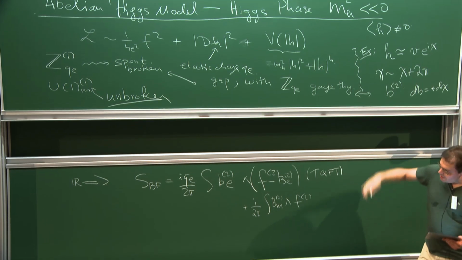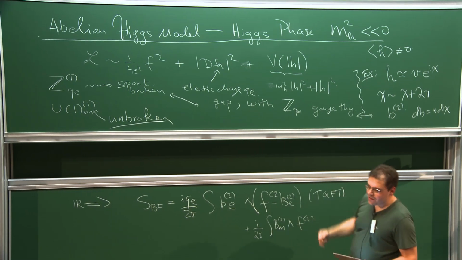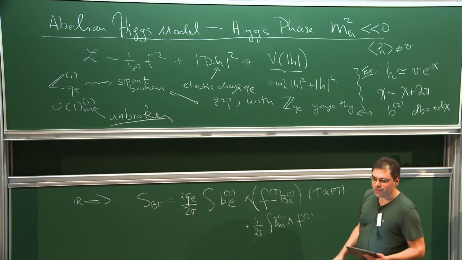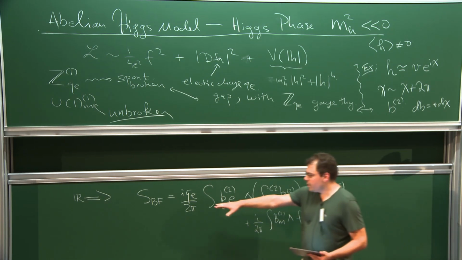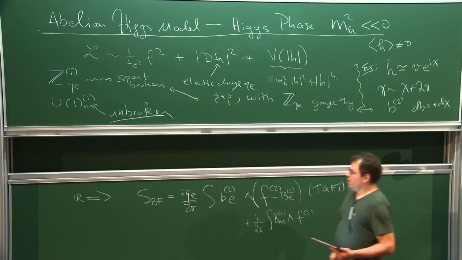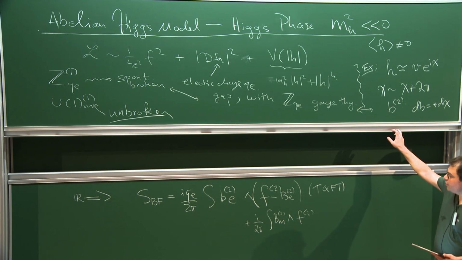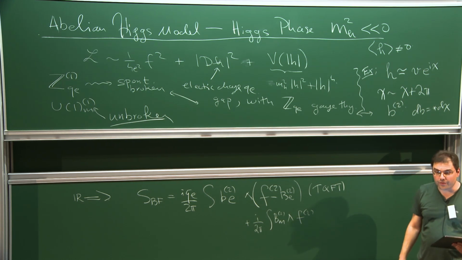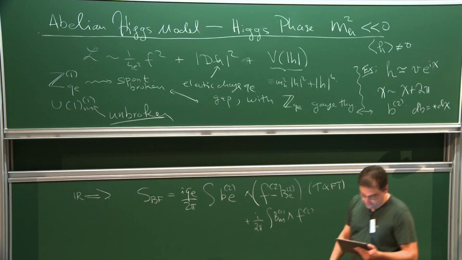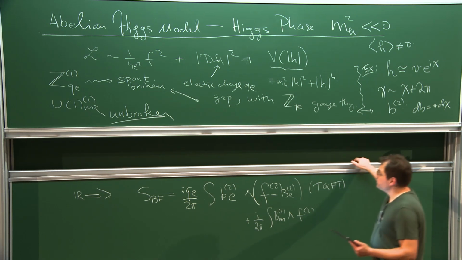So this unbroken Z_Q gauge theory, or this TQFT, is essential for correctly matching the anomalies. The only exception to this is when Q_E is 1. And then the anomaly trivializes. And indeed, then we would say the theory is trivially gapped.